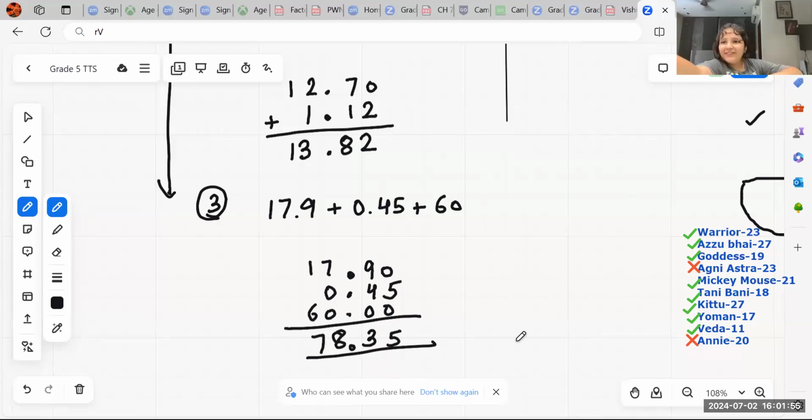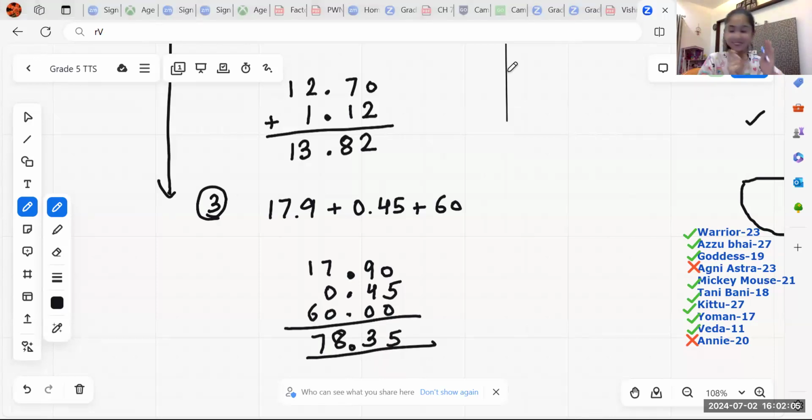Sir, I got confused. I kept 60 after the decimal point, before the... Me too, sir. After the decimal point. Beta, have you understood now?